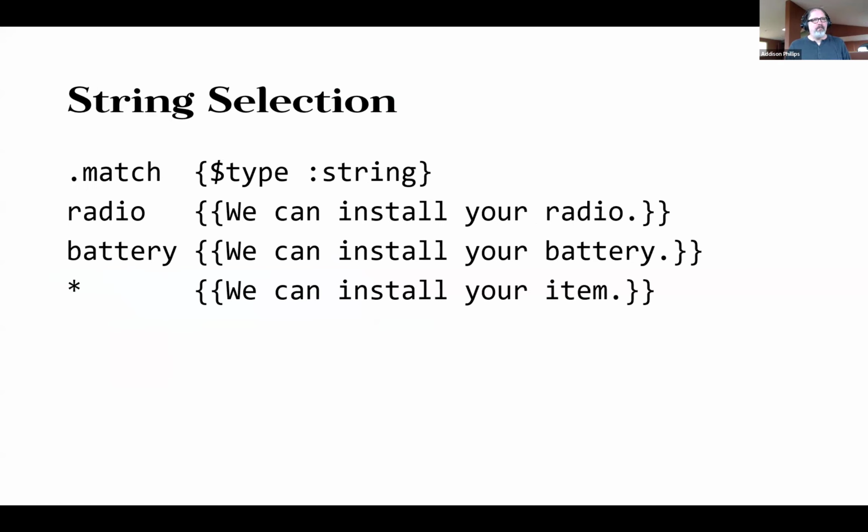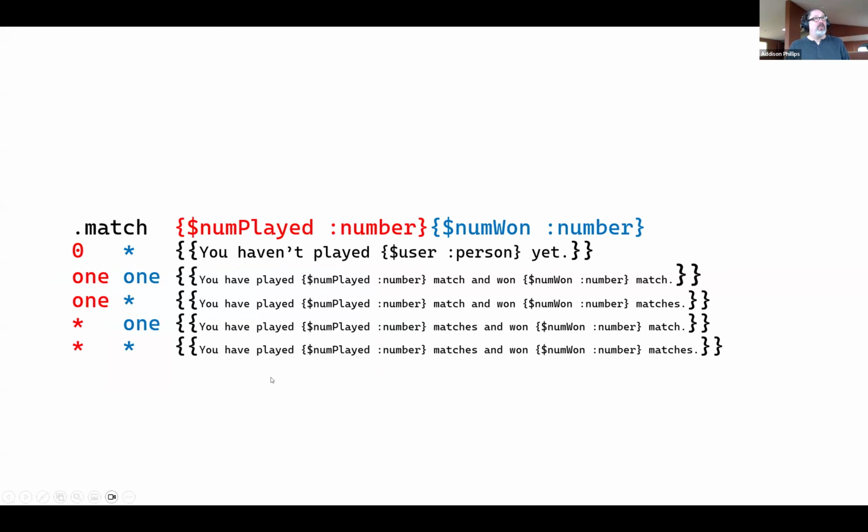So there's an example of that. And then you can have as many selectors as you want in a match statement. So here's an example with 2. Again, this is the one we saw earlier. You've won some number of the number that you've played. And so here are 2 selectors, the num played selector and the num1 selector. And then the key list, the first key corresponds to the first selector. The second key corresponds to the second selector. And we do a best match on the matrix of these different variants to choose which pattern will actually be used to render the message.